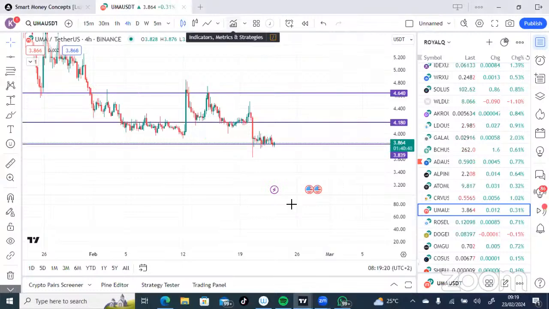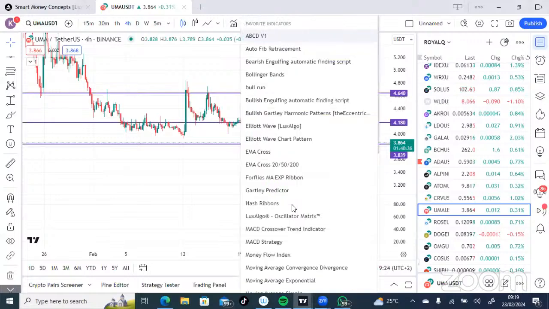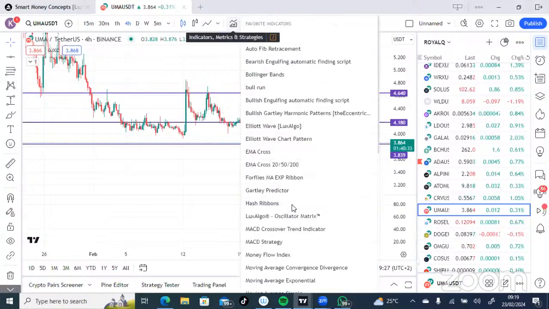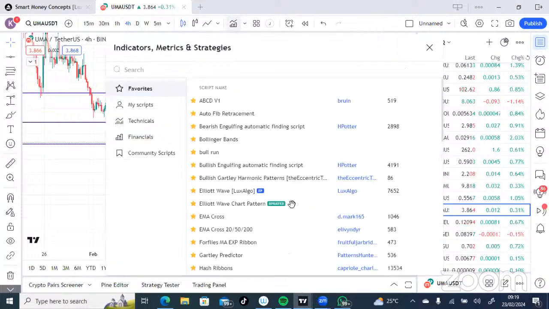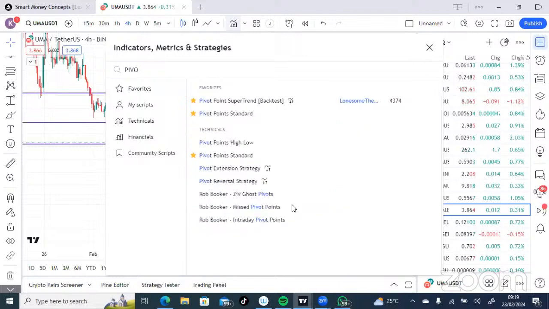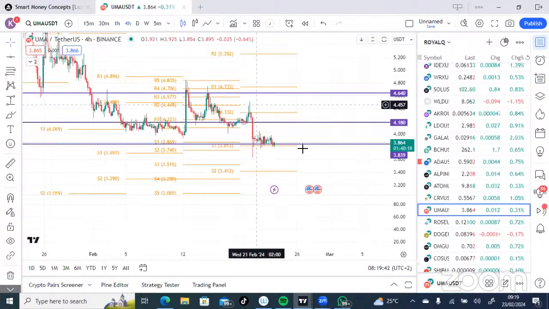We come here on indicators, and we write in pivot points. It's the name. So it is here, pivot point standard. You tap on it once, and it gets onto your screen. So you see, this is the indicator.